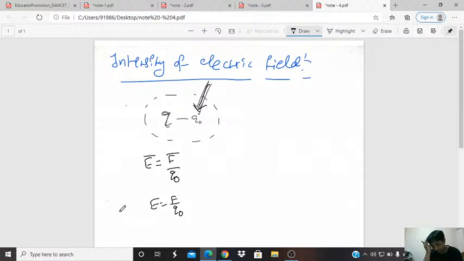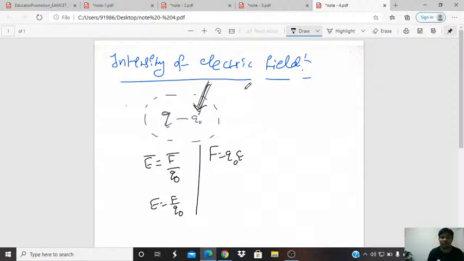Okay, now force acting per unit charge is called electric field, or intensity of electric field, or electric field strength, equal to F by Q naught, or F by Q. So F we can write as Q into E, or Q naught into E.